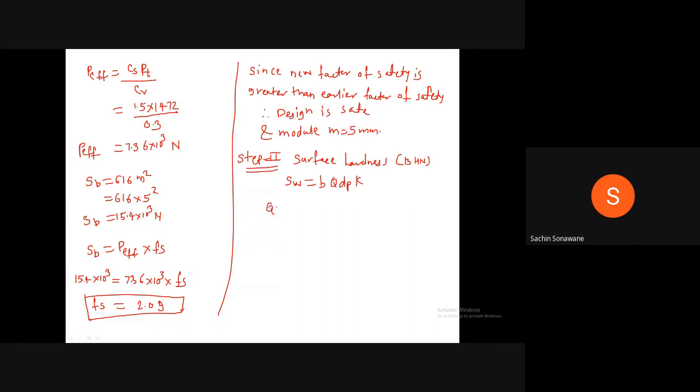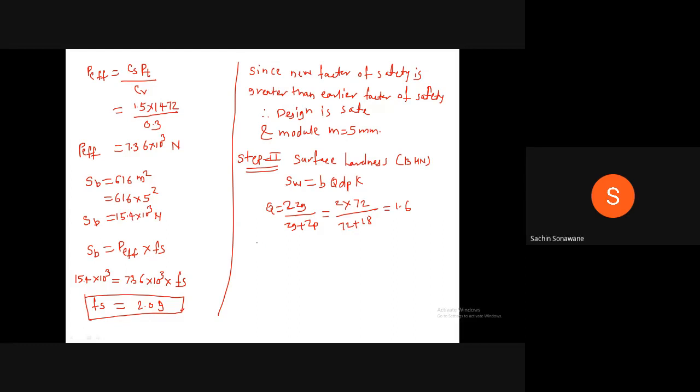Therefore, Q is equal to 2ZG divided by ZG plus ZP, which is equal to 2 into ZG. What is our ZG? 72. And this 72 plus 18. What is the value of Q? I think it is 1.6. Then we will calculate value of SW.